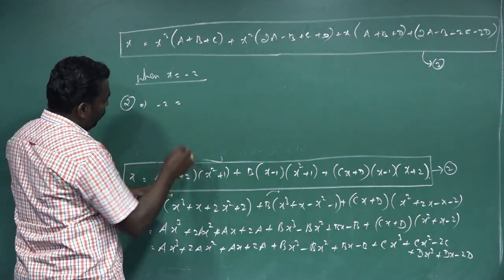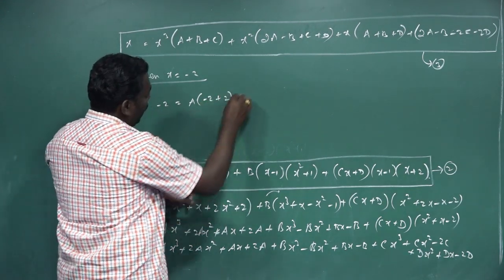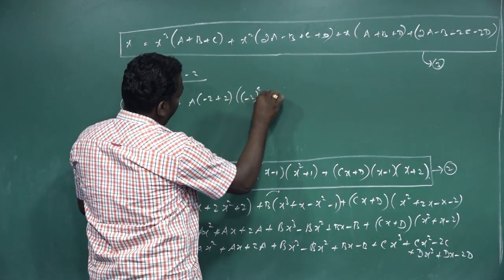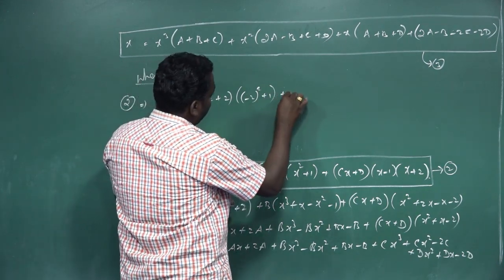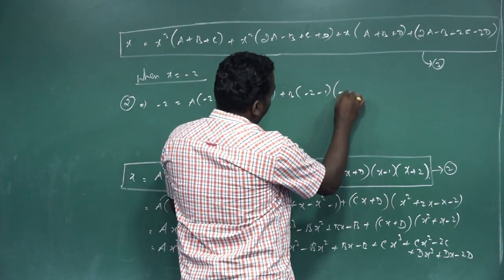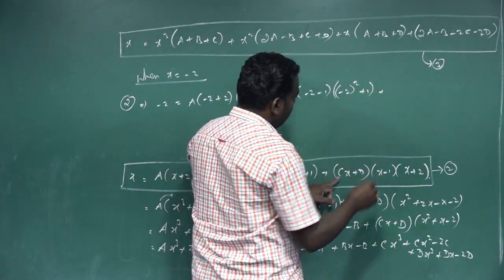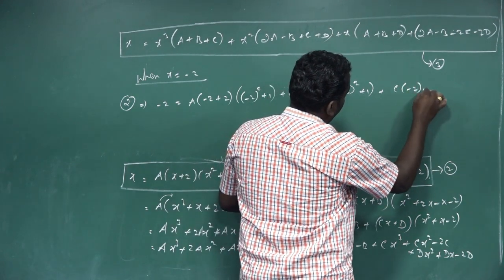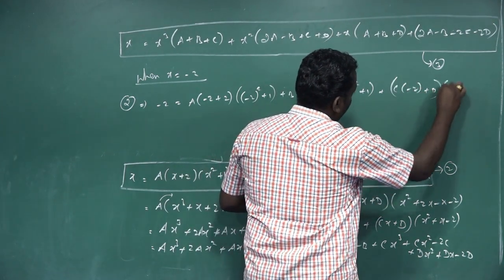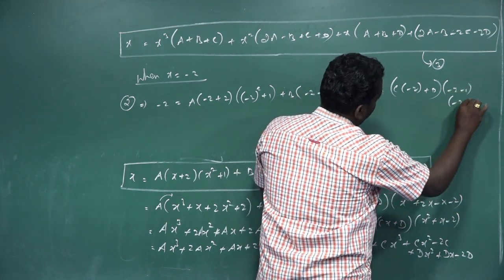Minus 2 is equal to a into (minus 2 plus 2) into (minus 2 whole square plus 1) plus b into (minus 2 minus 1) within the bracket, (minus 2 whole square plus 1) plus c into minus 2 plus d into (minus 2 minus 1) into (minus 2 plus 2).